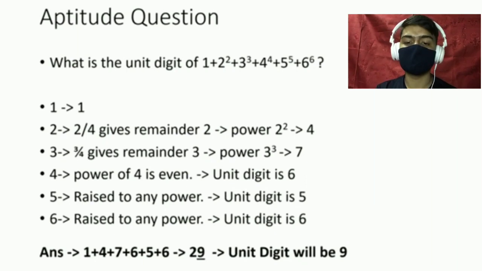So the question is, what is the unit digit of 1 plus 2 square plus 3 cube plus 4 to the power 4 plus 5 to the power 5 plus 6 to the power 6? So the solution is on your screen.